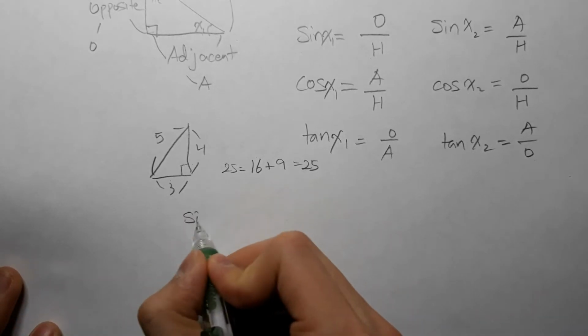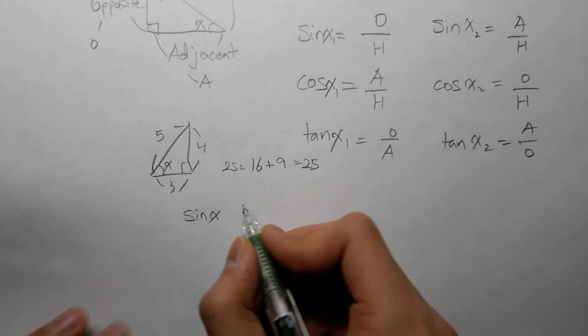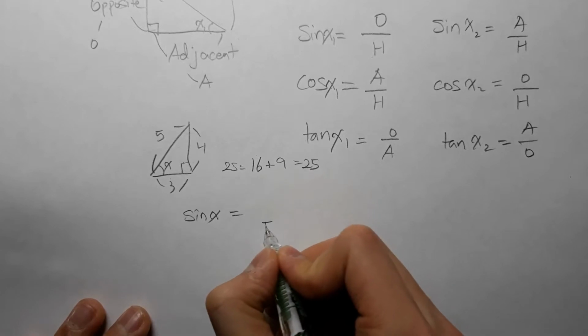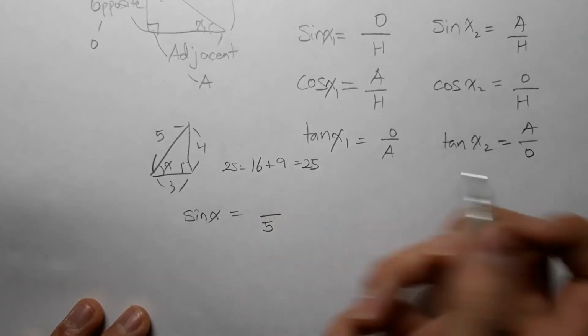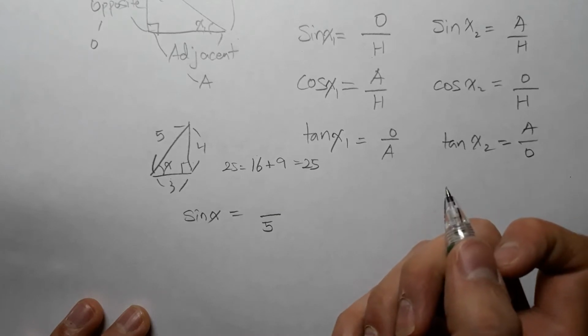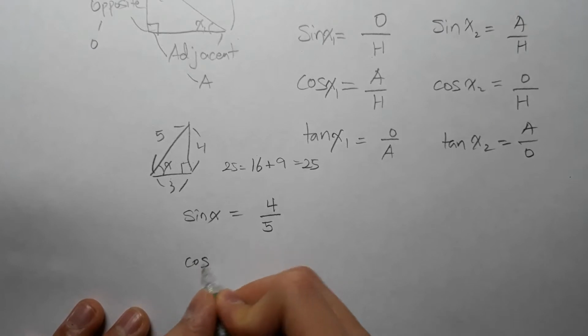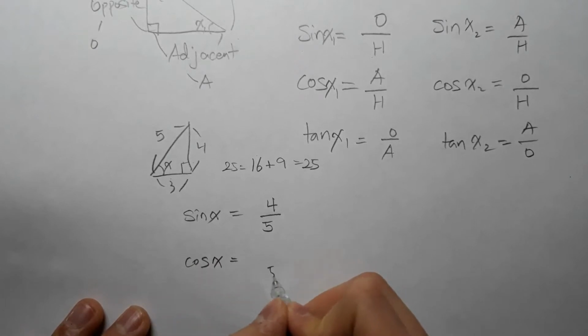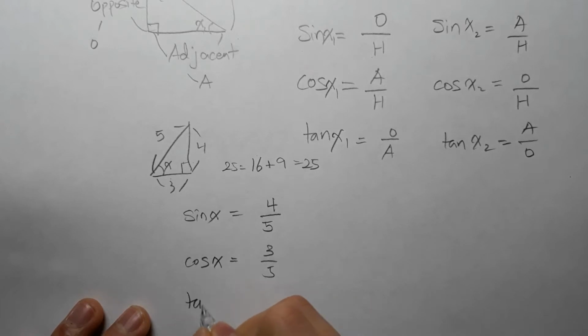Okay, let's get the sine x value. It'll be the hypotenuse, and then what is it? It'll be the opposite. Cosine x will be 3 over 5. Tangent x it'll be 4 over 3.